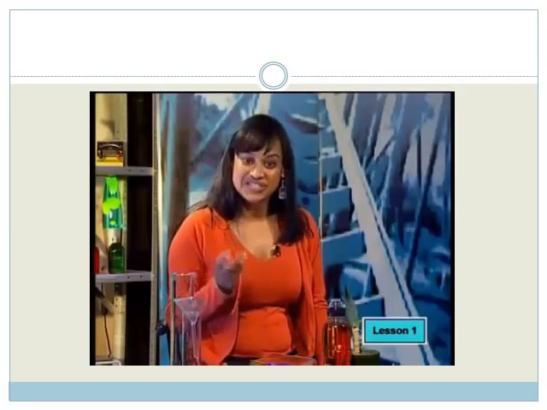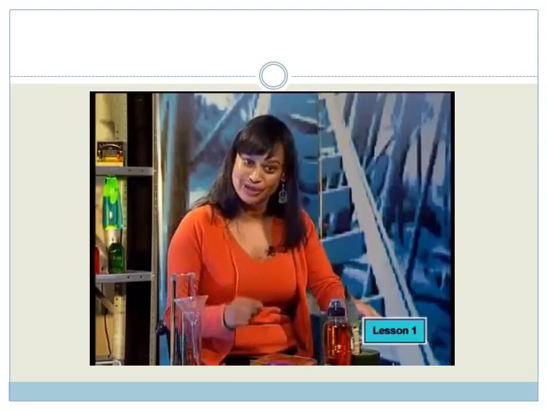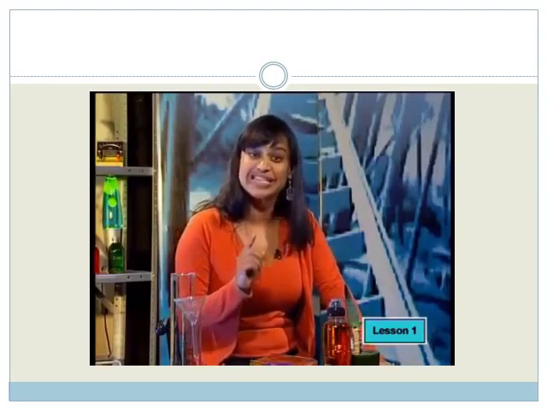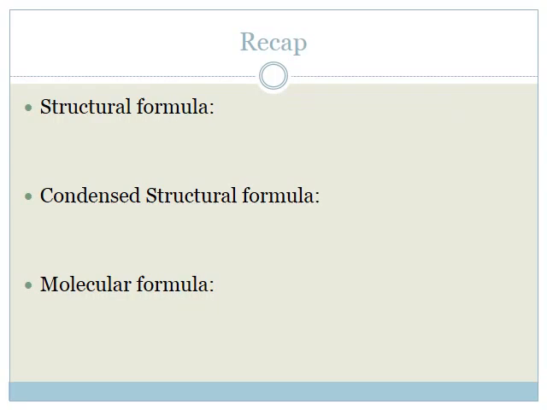We can now see how to draw organic molecules and how they can be rearranged to make different molecules, remembering to keep four bonds to each carbon each time. So let's just recap what we have learnt already. First of all, we have the structural formula. This is basically the way we draw it out. Okay, it's the structural formula.